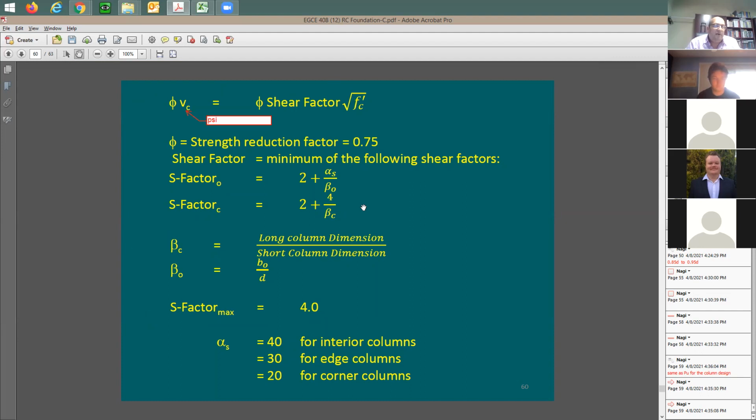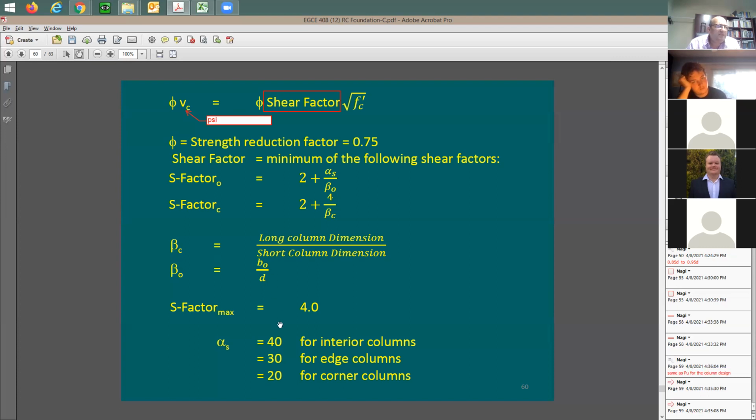And in one way shear, we used to say 2 square root of F prime C. In two-way shear, we don't say 2, we just call it the shear factor. And we'll find out how much is the shear factor. And the phi factor is going to stay the same as the 0.75, like any type of shear case, right? How to find out the shear factor here? This is going to be based on the column aspect ratio, which means column length by column width. It's going to be based on the slab thickness relative to the perimeter of the column in critical section.